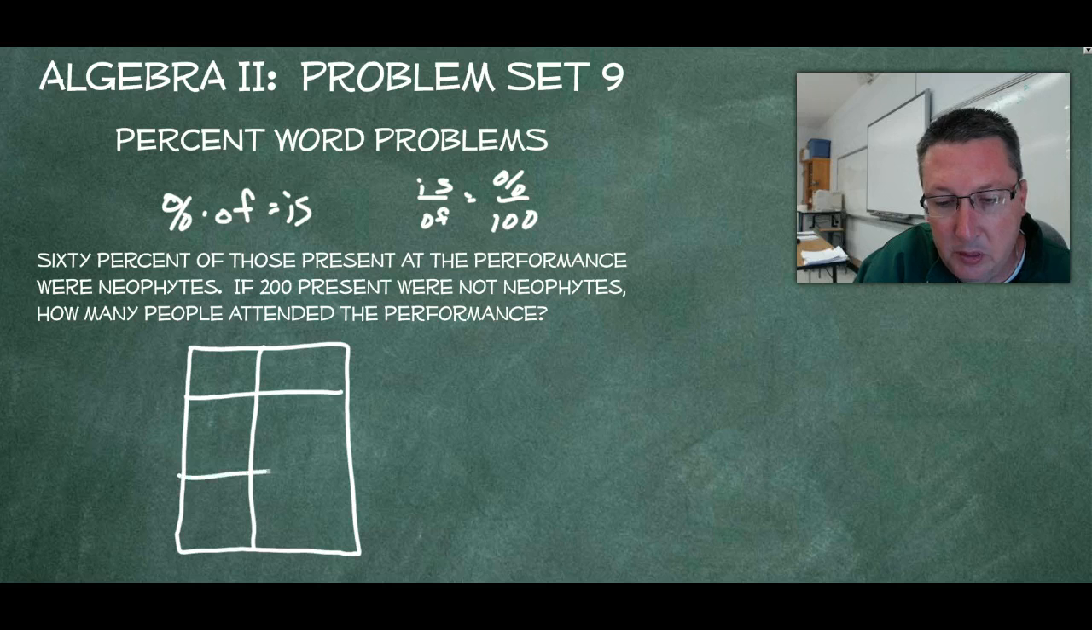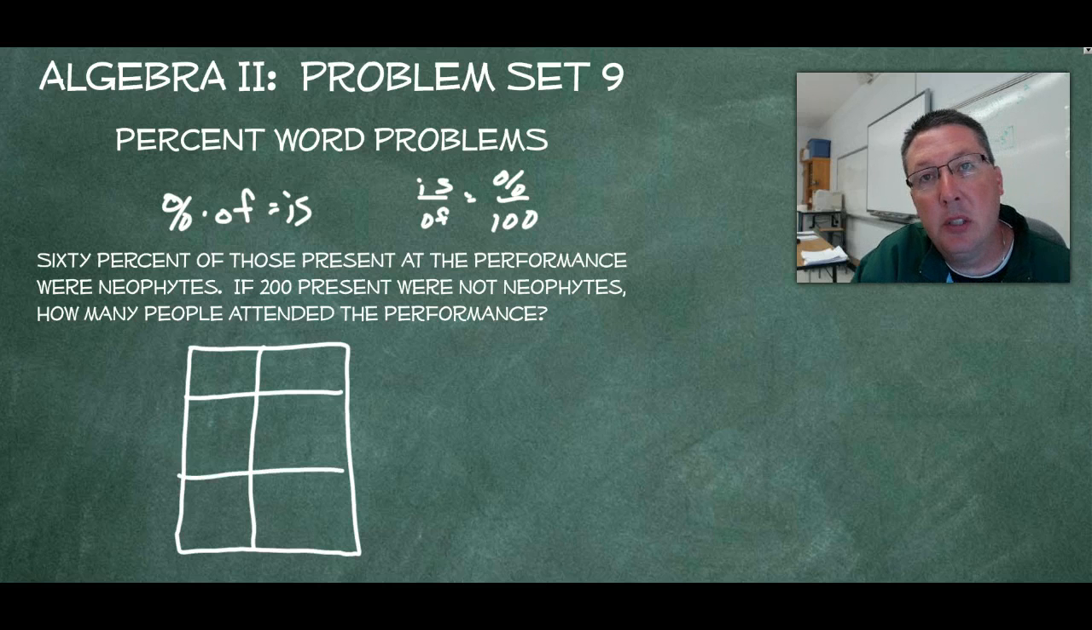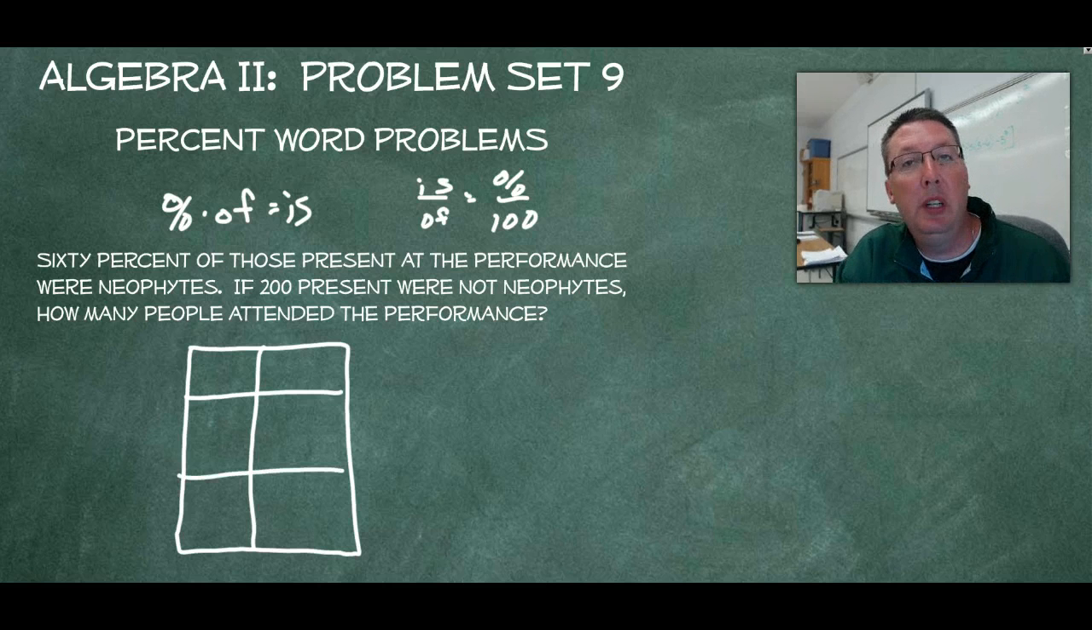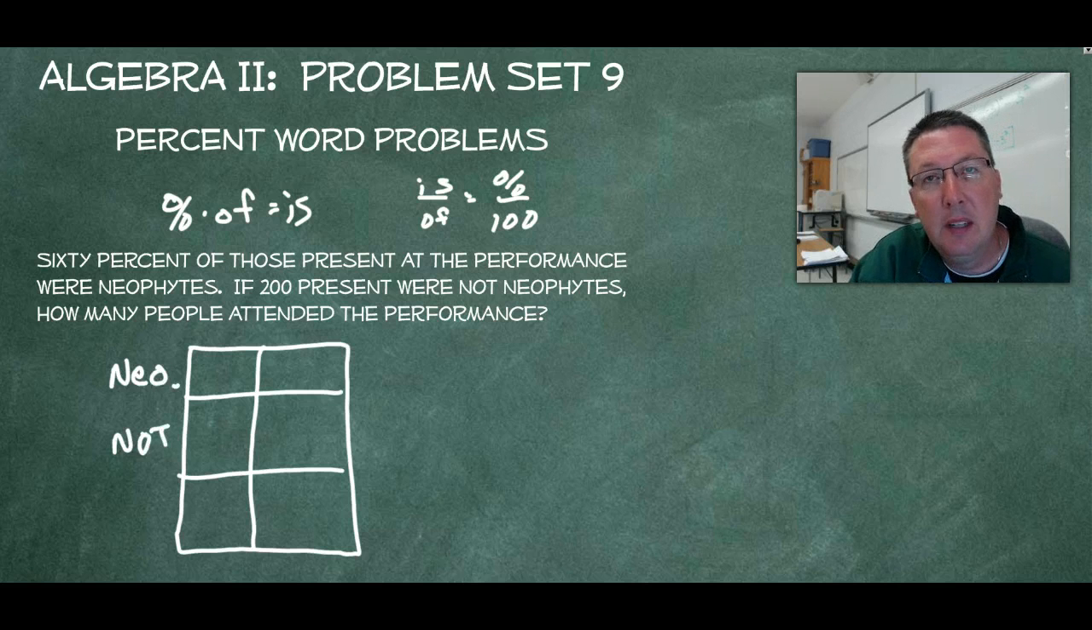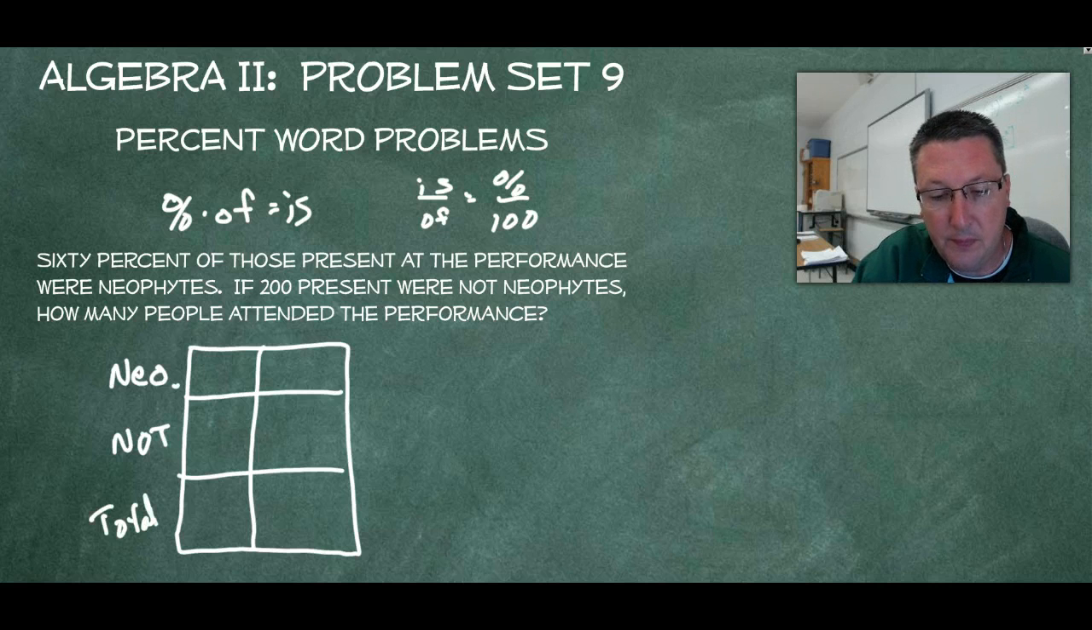I'm going to set up 3 rows. My categories on this problem: some were neophytes, some were not, and then we have our total. So I'm going to label this neophytes, and I'm going to abbreviate it neo. The middle row is our nots, and the last row will be our total. Okay, we have a percent column and we have a number column.